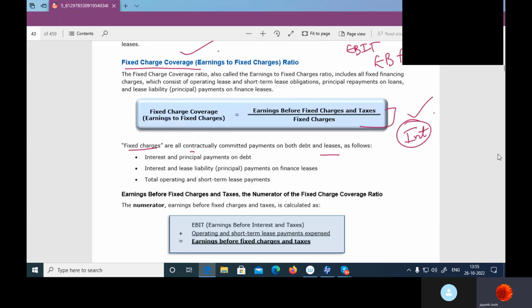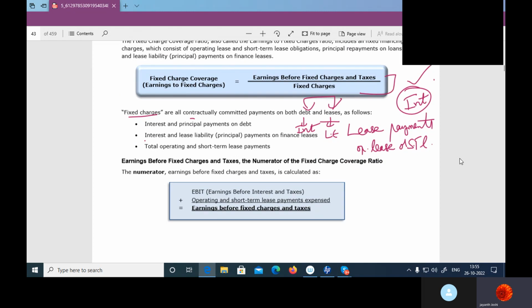The other fixed charges apart from interest payments that we are considering are lease payments. Whether it's an operating lease or short-term lease payments, those are of a fixed nature. So fixed charges are all contractually committed payments on both debt and leases. For debt you pay interest, for lease you pay lease expenditure or lease rental or lease payment, whatever you want to call it.